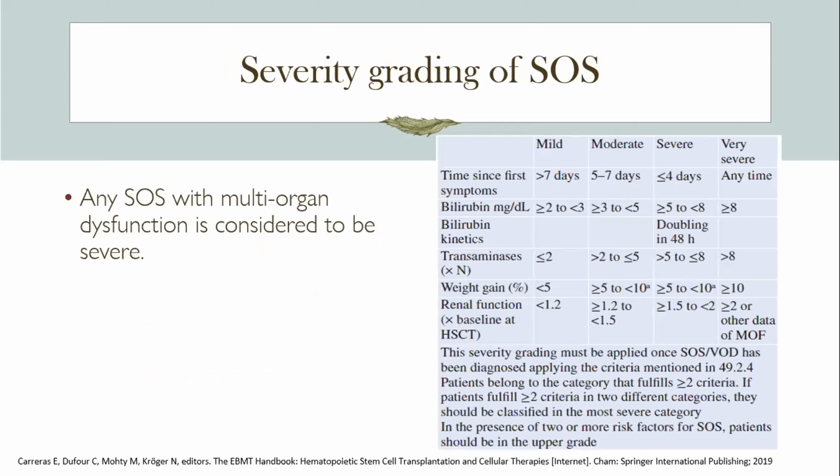The severity grading is of importance because this also guides management of SOS, where any patient with multi-organ dysfunction is considered to be severe. The grading system is dependent on the time since the first onset of symptoms, the level of the bilirubin, the doubling time of the bilirubin, transaminases, the degree of weight gain, and the degree of renal dysfunction.